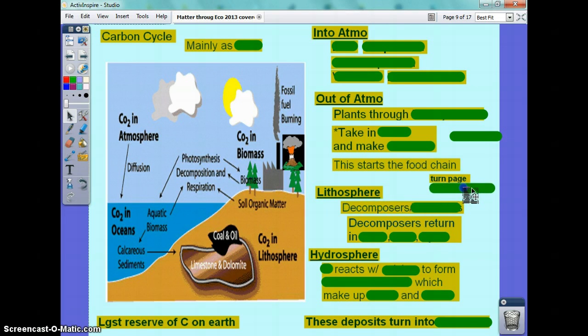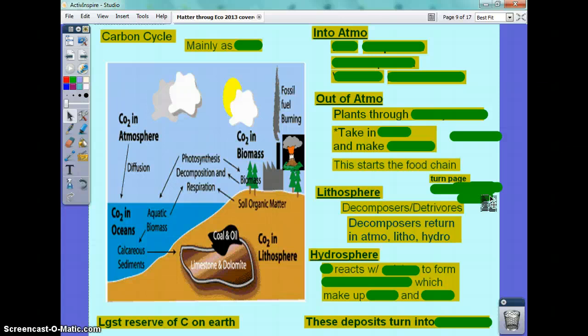So decomposers after the food chain play a key role in all cycles. What do they do? They break down. Decomposers and detritivores break down and return carbon everywhere: atmo, litho, hydro. If they break it down and it goes into the soil, it's in the geosphere or lithosphere. If they break it down into a gas, it goes into the atmosphere. If they break it down in the ocean, it goes into the hydrosphere. Make sense? Okay.